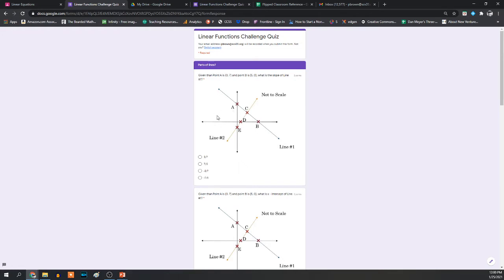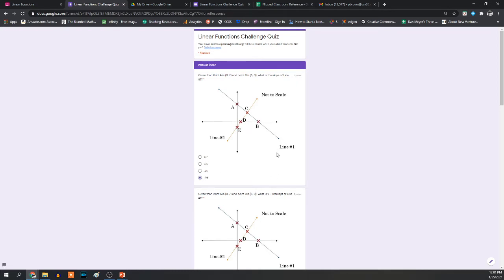Same point, 0, 7, 5, 0. Ooh, the slope of line 1. Well, this is a negative slope. Line number 1 is negative because it's going down from left to right. So that eliminates these two answers from contention. Rise over run. So the rise is from this point to this point. The rise is negative 7. It goes down 7 over 5, so it's negative 7/5.